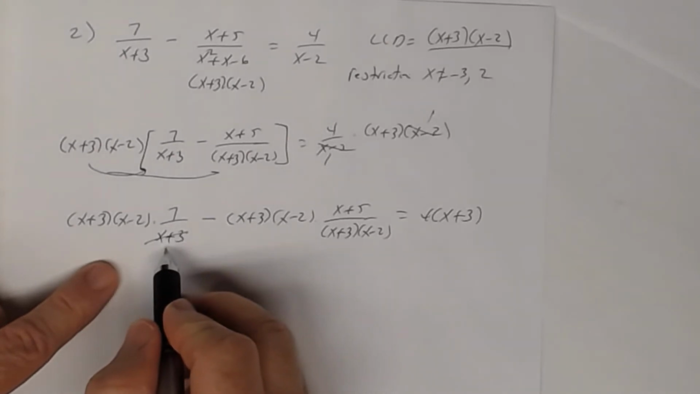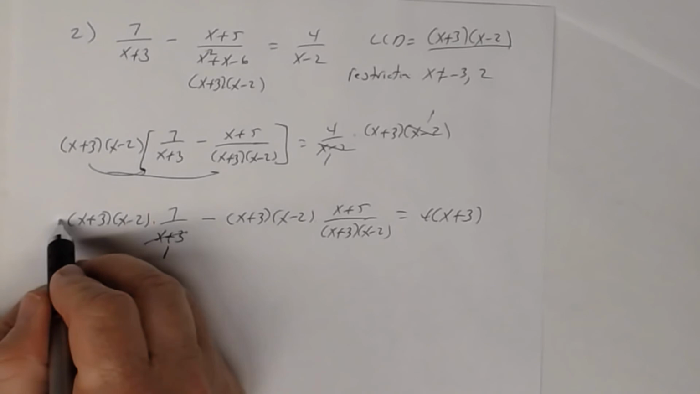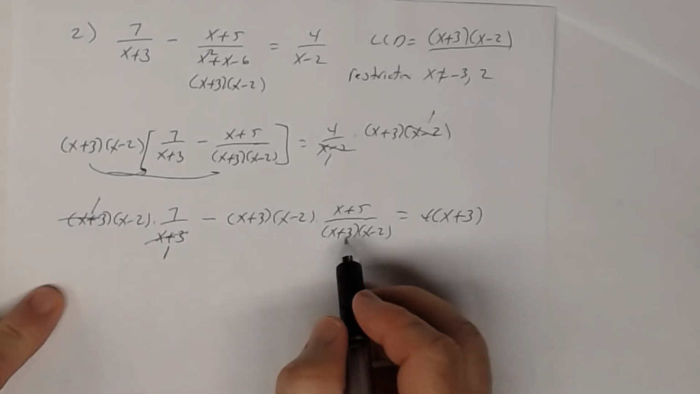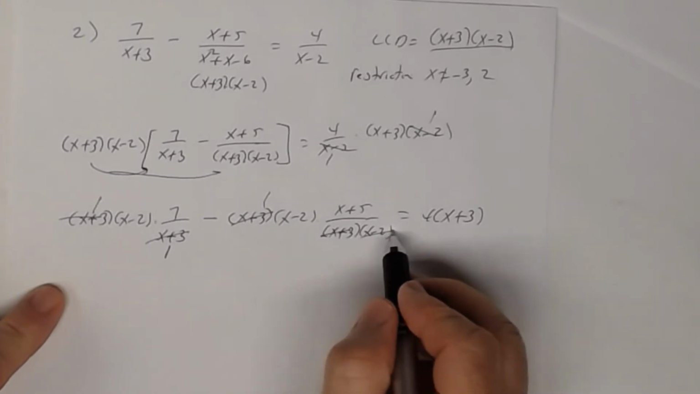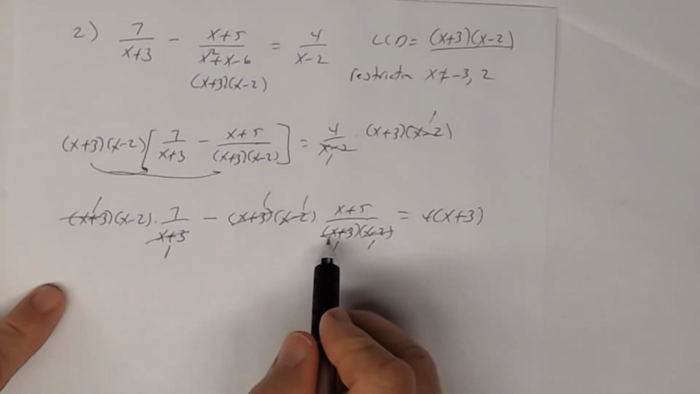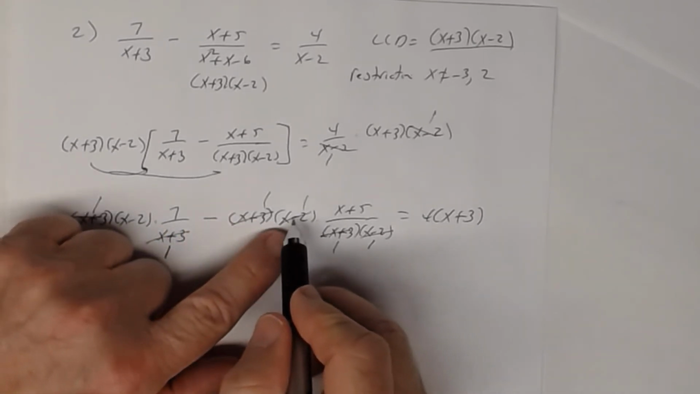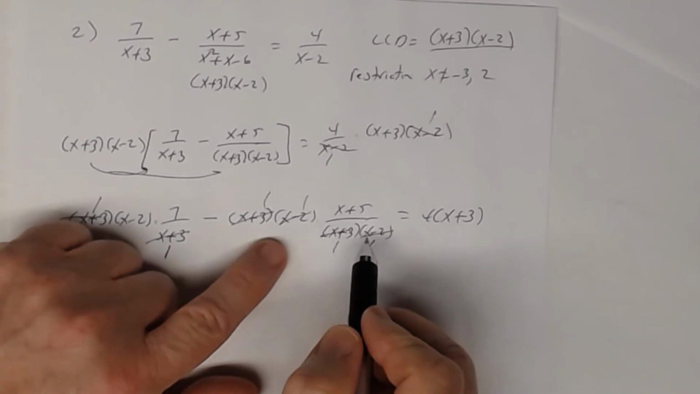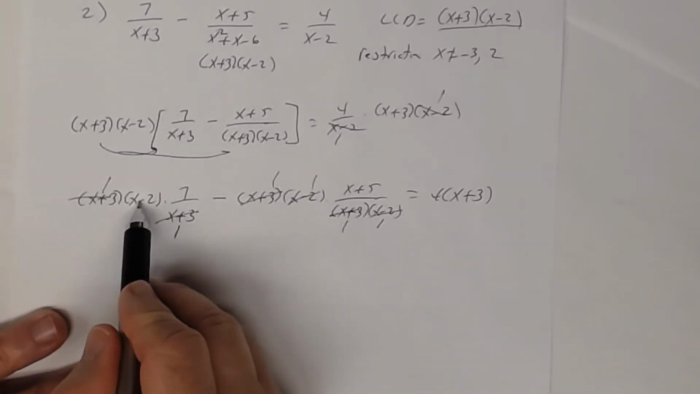So remember, the whole purpose of multiplying by the LCD is to get 1's in here. So if you see an x plus 3 here, you better see an x plus 3 here in the LCD. Over here, you have an x plus 3, you have an x plus 3 in the LCD. You have an x minus 2, you have an x minus 2 in the LCD. Make sure you put factors of 1, because remember, x plus 3 divided by x plus 3 is 1. X minus 2 divided by x minus 2 is 1. And now I have 1 times x minus 2 times 7.